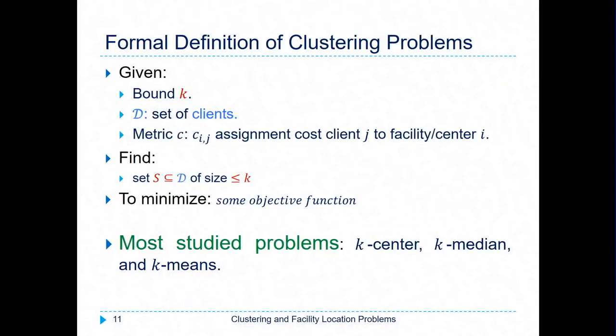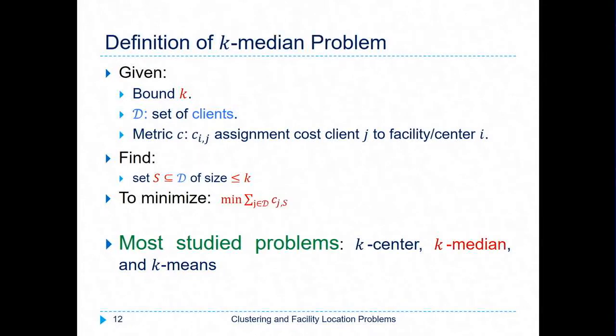Depending on what your clustering problem is modeling, you can have different objective functions for measuring the quality of your solution. But the most famous objective functions that have been studied are K-center, K-median, and K-means. So for example, in K-median, we want to minimize the total connection cost of clients j to set S, so just the sum of the connection costs.